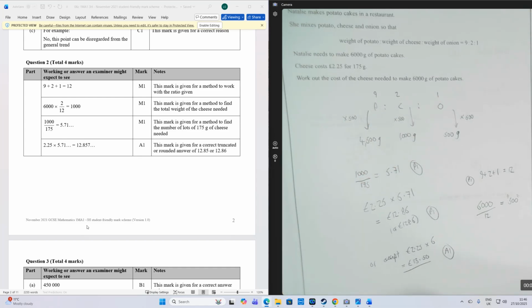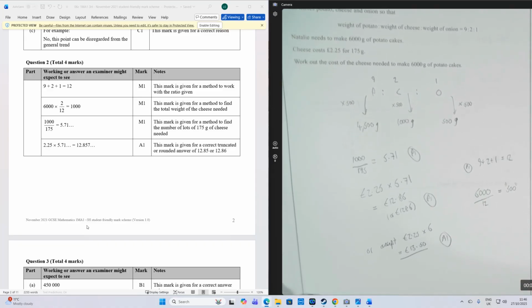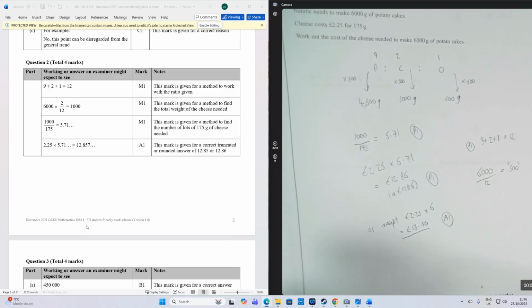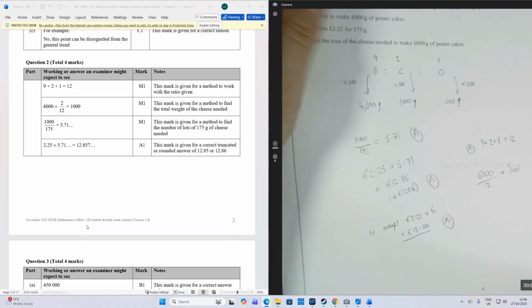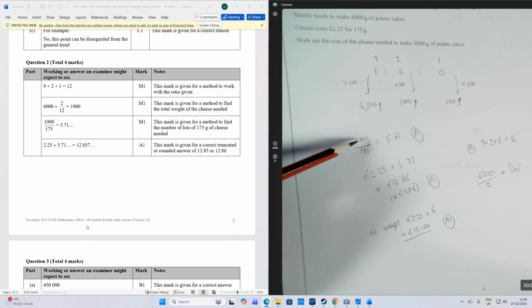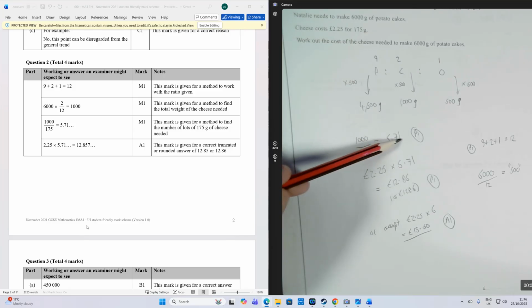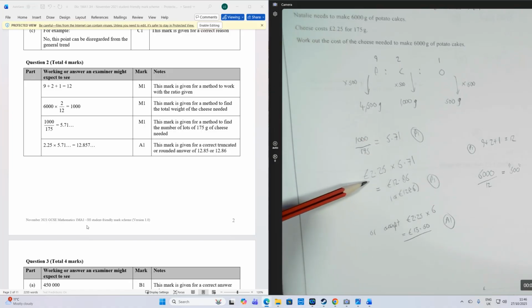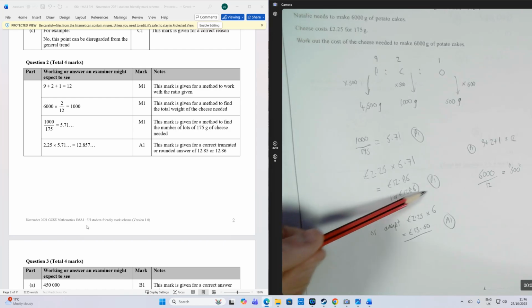Now, we're interested in particular about how much cheese is needed. And we know that cheese comes in these blocks of 175 grams. So how many of these blocks of cheese do we need? 1,000 divided by 175 is 5.71. So that's the amount of 175 that we need. Then we multiply that by the cost of each one of those blocks to find out the total cost for the cheese. Okay, now that's fine.